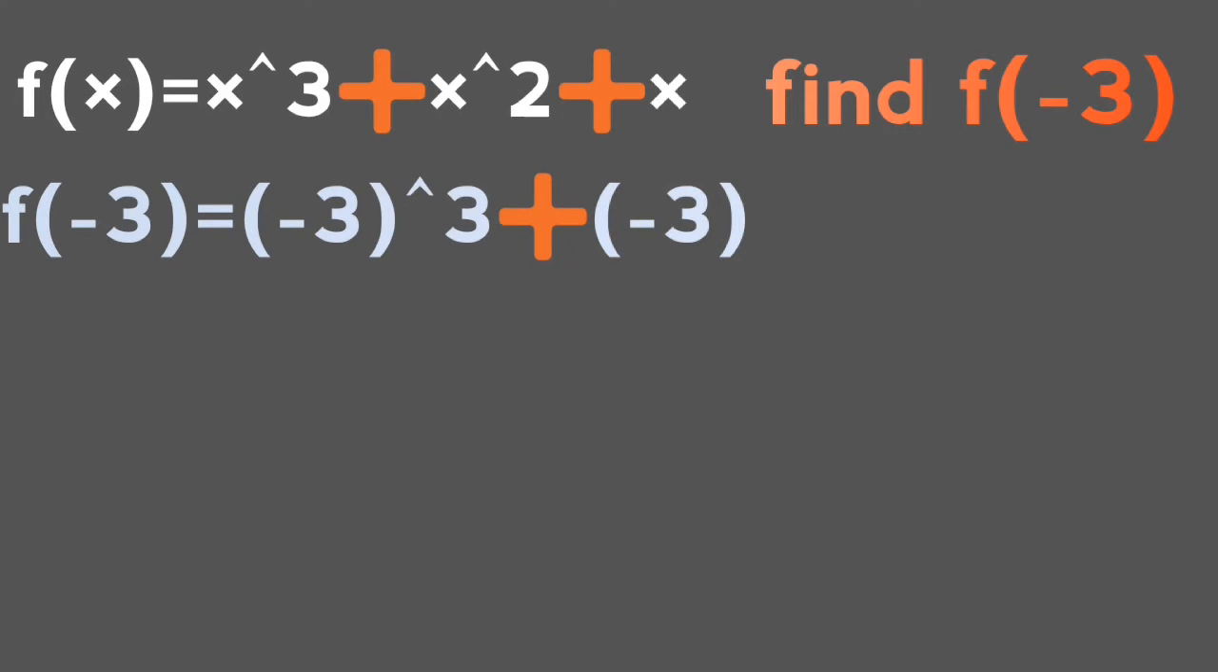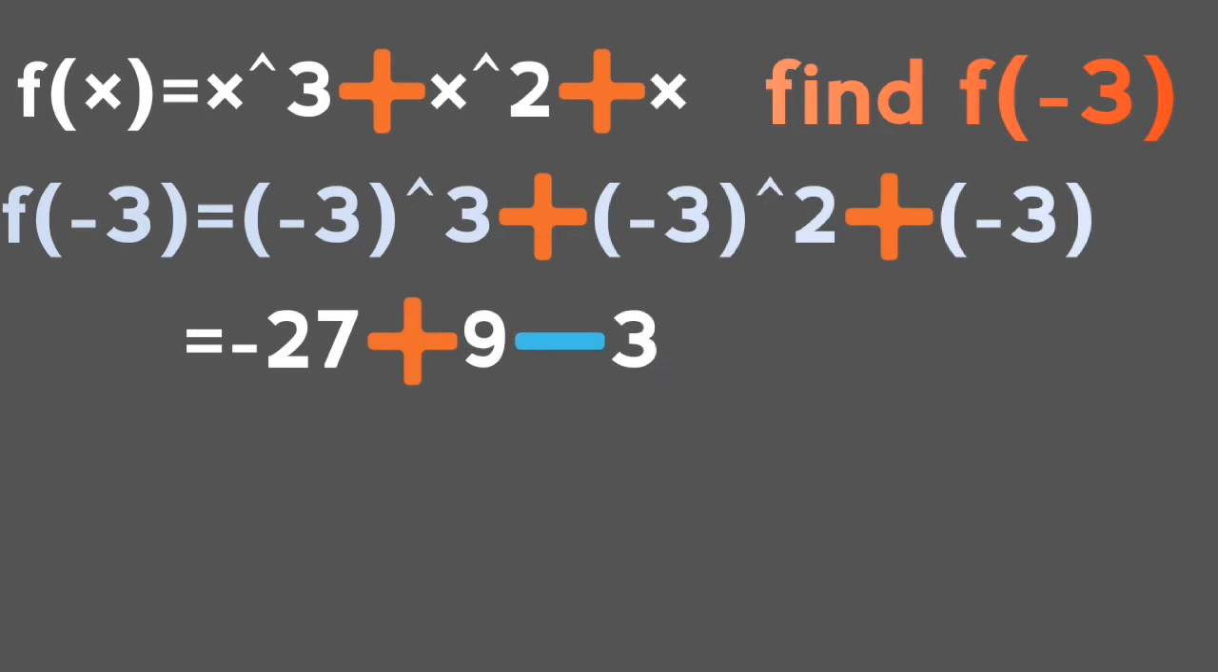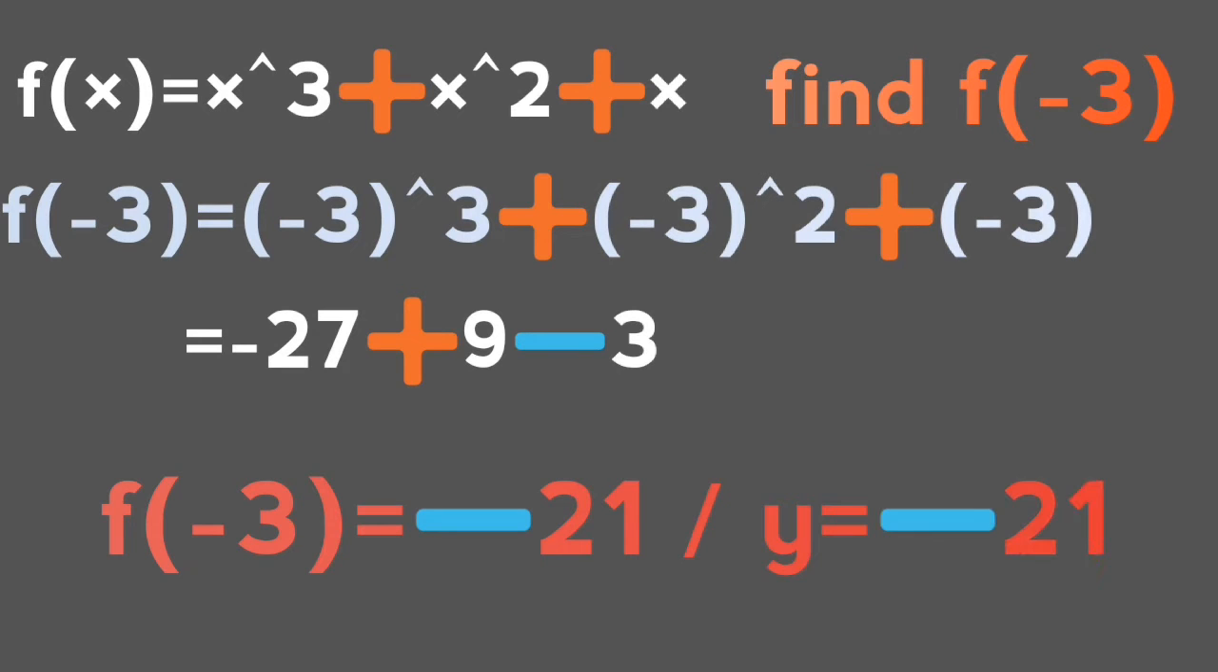f of negative 3 equals negative 3 cubed plus negative 3 squared plus negative 3. It is equal to negative 27 plus 9 minus 3. So your final answer would be f of negative 3 equals negative 21, or y equals negative 21. So let's have another sample.